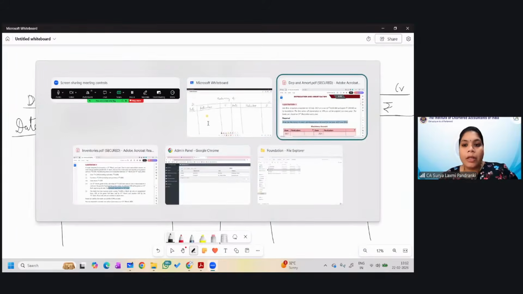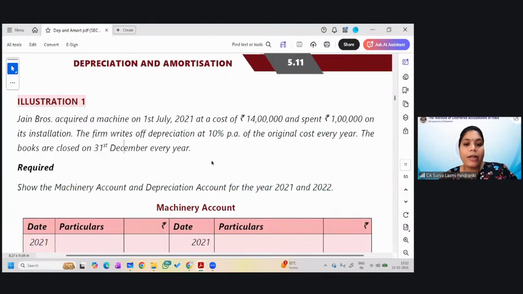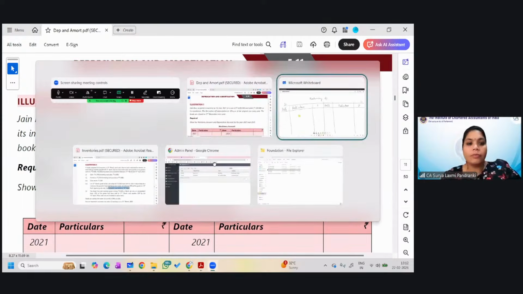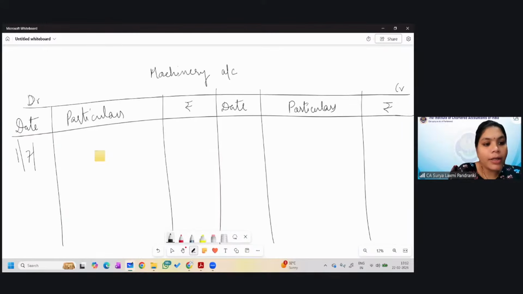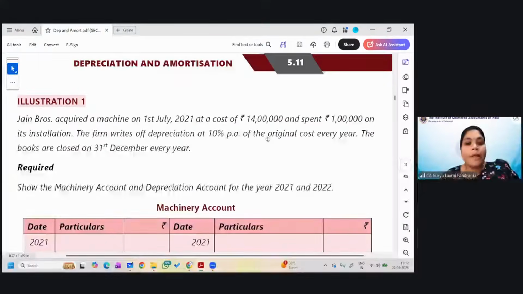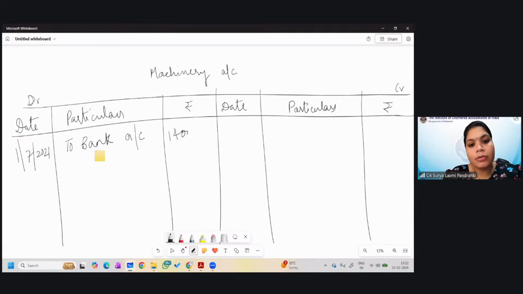Done? Yeah. So what happened? When did it happen? On 1st July 2021. This happened on 1st July 2021. What happened? You purchased a machinery. It will come on the debit side for sure to bank account. What will be the value? It will be 14 lakhs. Next, on the same day, you also paid for installation to bank account.